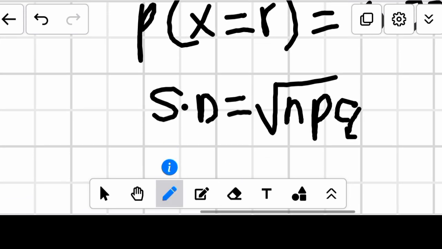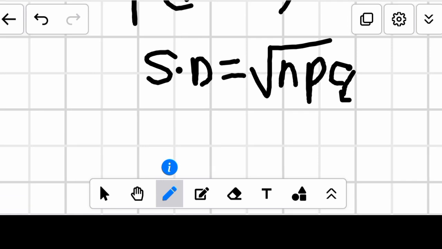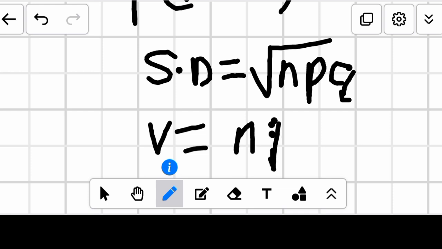So this is the standard deviation in case there is deviation. Then the variance is the square of the standard deviation. So variance is going to be equal to the number of trials multiplied by the probability of success, then the probability of failure. So that is that in such case.